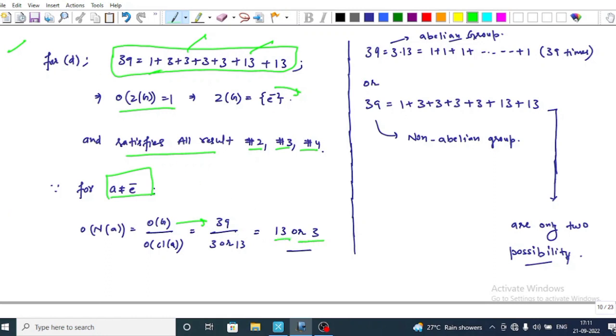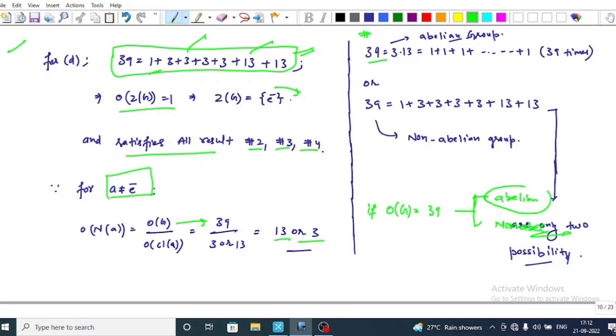Now we cannot say anything about this classification, so we also have a result for a 39 order group. If the order of the group is 39, it has only two possibilities: Abelian group and non-Abelian group.